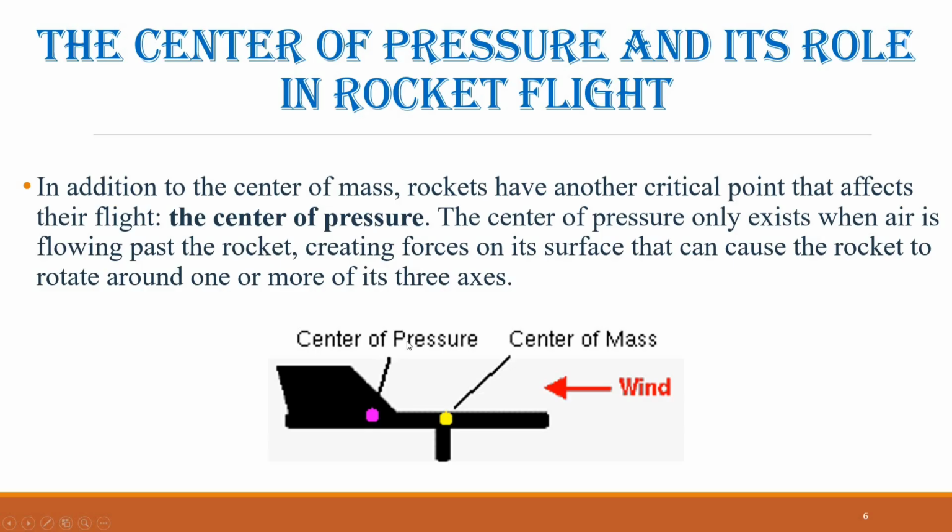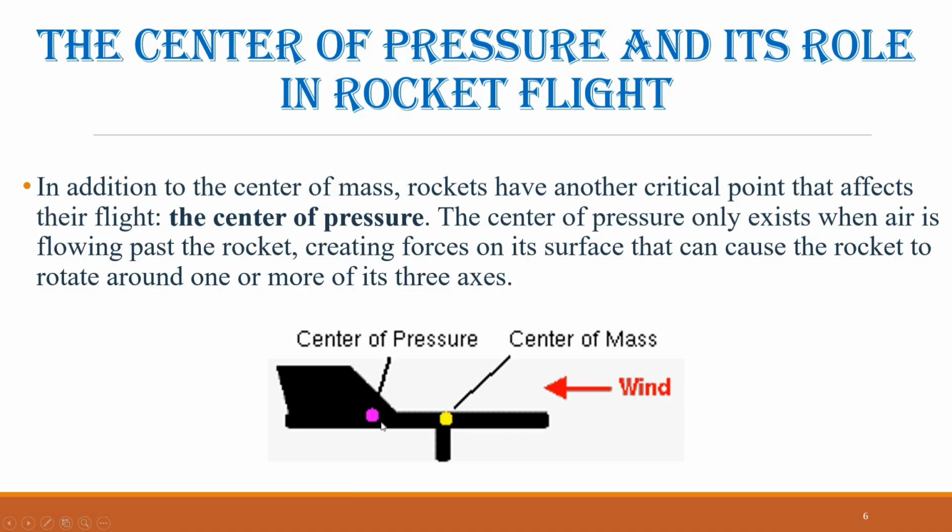For rockets, it is extremely important that the center of pressure be located toward the tail, while the center of mass is located toward the nose. If the center of pressure and center of mass are too close together, the rocket becomes unstable, as small disturbances can cause it to rotate uncontrollably around the center of mass along the pitch and yaw axes. This creates a dangerous situation because the rocket can deviate unpredictably from its intended flight path.